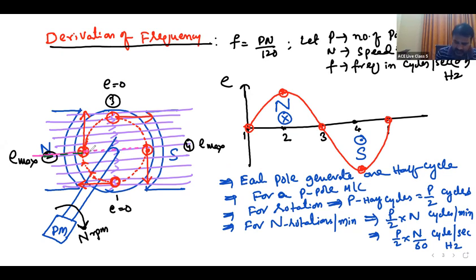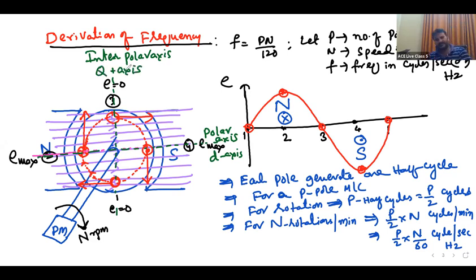I am using another color, green color. This is called the polar axis, polar axis or direct axis, or D axis. That is nothing but the D axis, the center of the pole. This is said to be the interpolar axis, or it is said to be the Q axis.